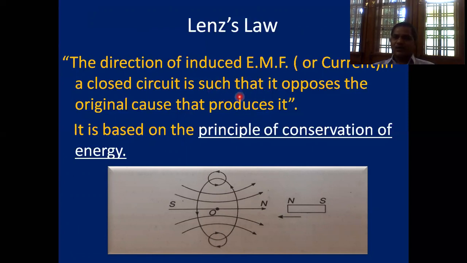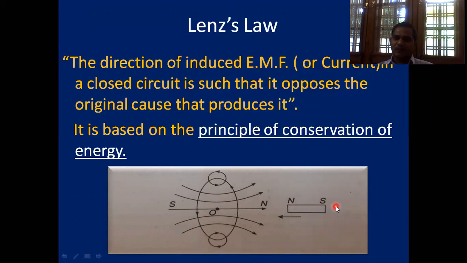The magnitude of electromotive force induced in the closed loop due to the relative motion between the coil and magnetic field was given by Faraday's laws. The direction of induced EMF or induced current is given by Lenz's law. So this is the difference between Faraday's law and Lenz's law. Right.